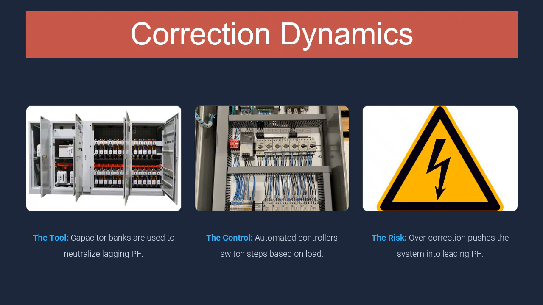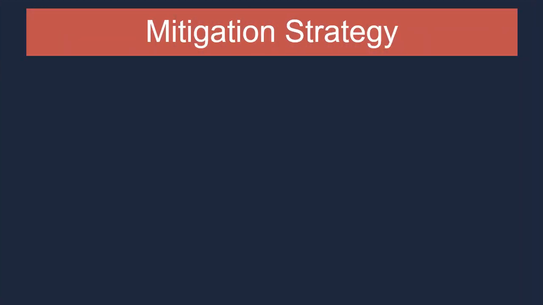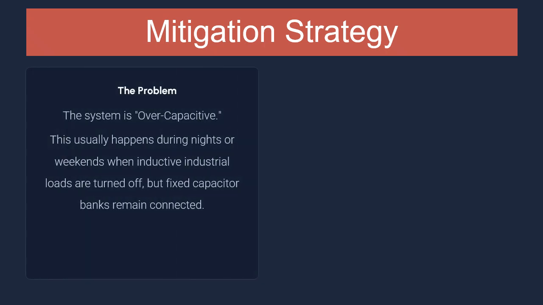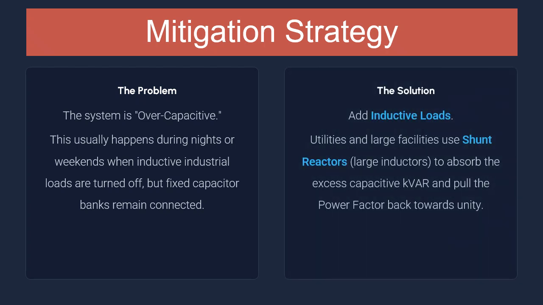Mitigation strategy. When a system becomes overcapacitive and develops a large leading PF, the solution is straightforward. We must introduce an opposing reactive component, which means adding inductive loads. Utilities and large substations use specialized equipment called shunt reactors, essentially massive air core or iron core inductors, to absorb the excess capacitive VARs. By connecting these reactors, they stabilize the system, mitigate the Ferranti effect, and pull the overall power factor back towards unity.